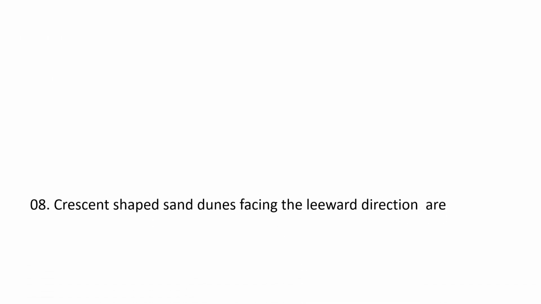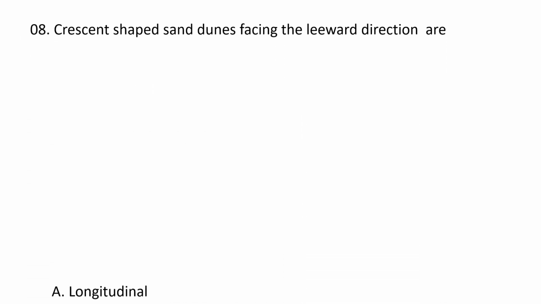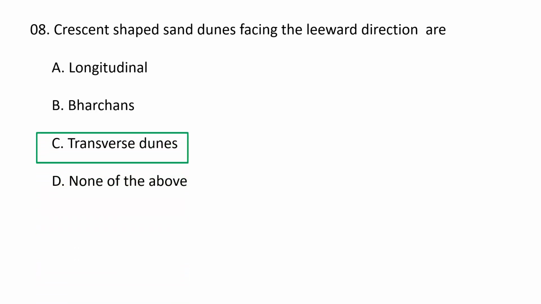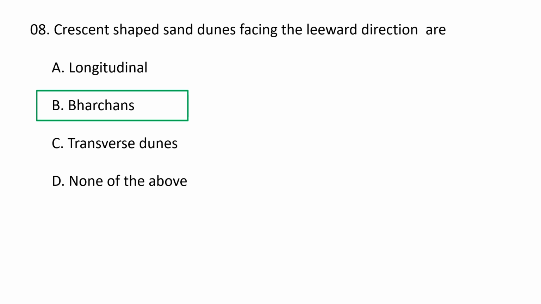Next question. Crescent-shaped sand dunes facing the leeward direction are A. Longitudinal, B. Barchans, C. Transverse dunes, D. None of the above. So crescent-shaped dunes facing the leeward direction are known as barchans. A barchan is a moving sand dune in the shape of a crescent. These barchans are primarily exposed to wind from one direction, so they live in sandy deserts. So B, barchans, is the correct answer.